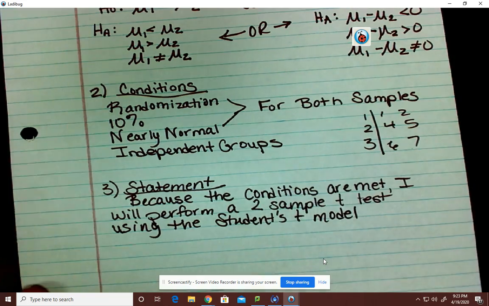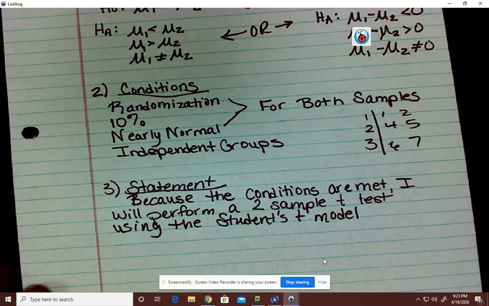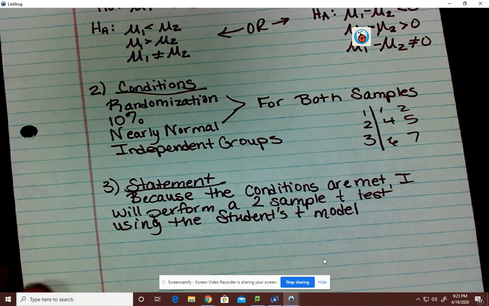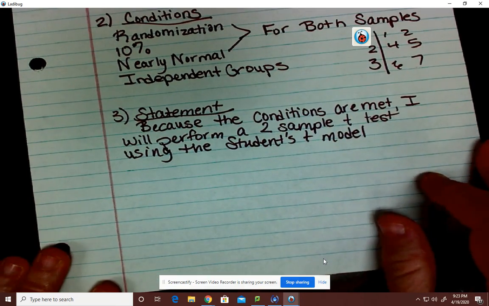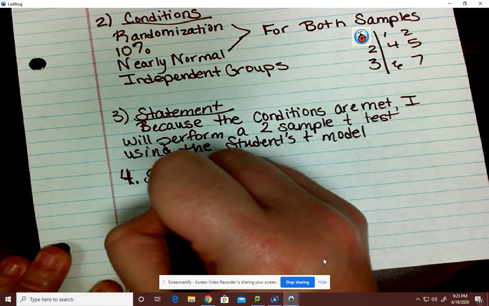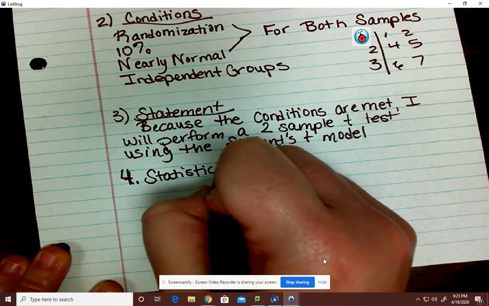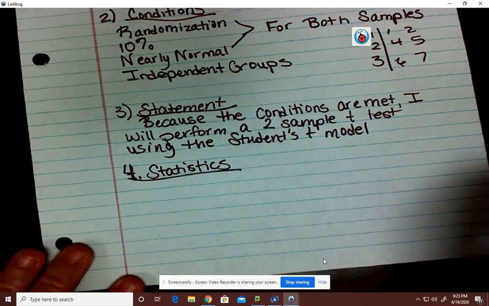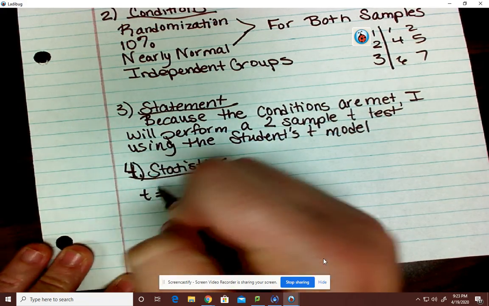So for this one, it would be because the conditions are met, I will perform a 2-sample t-test using the student's t-model. Then we get our statistics, our actual numbers here. And so you get your t-score.